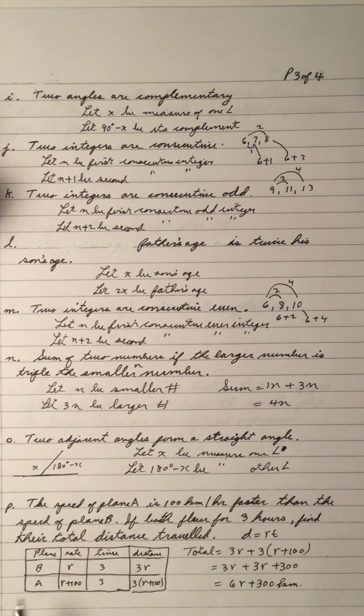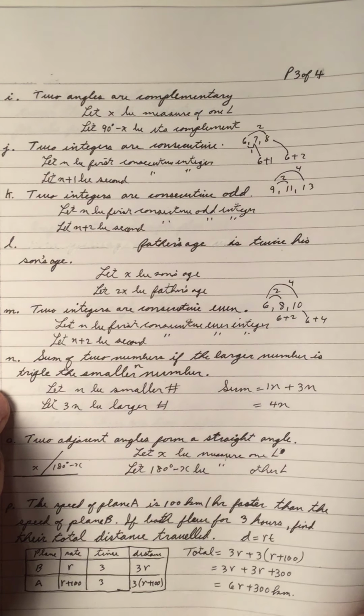The table works it out pretty good. Planes, rate, the time, and the distance. And then you want the total, you add them up.